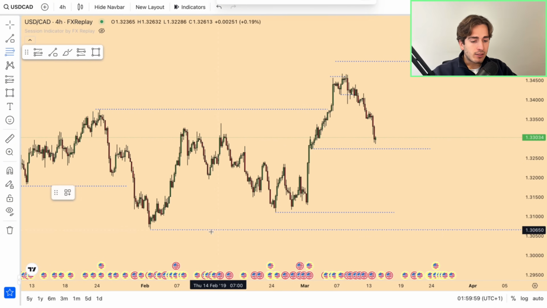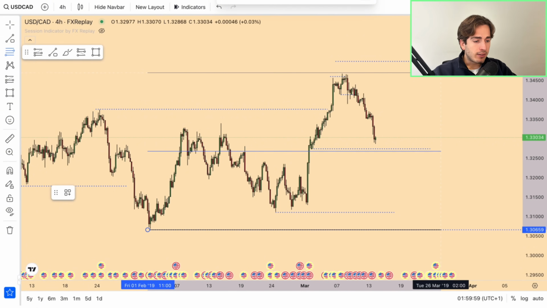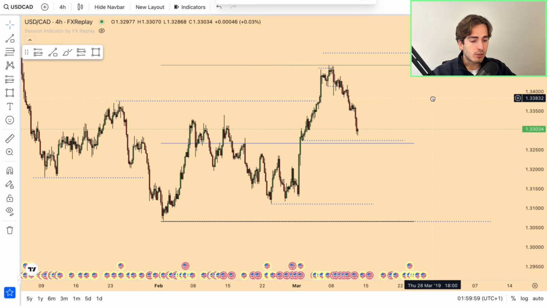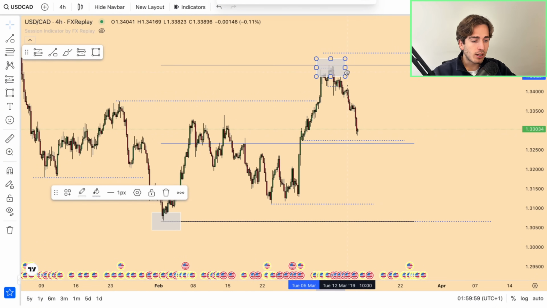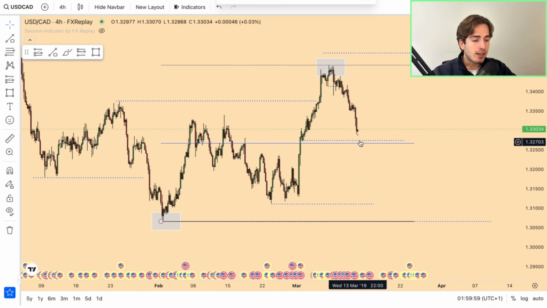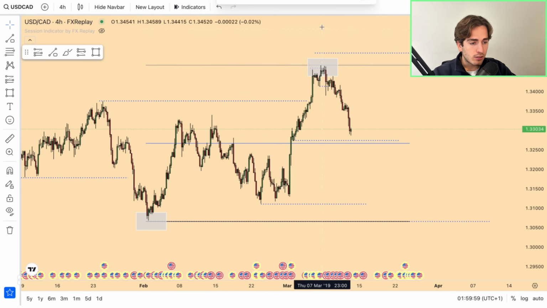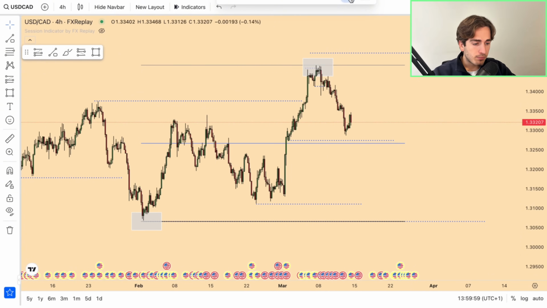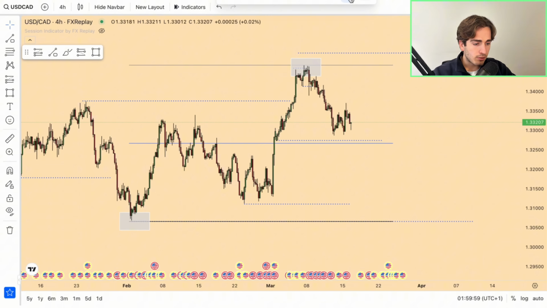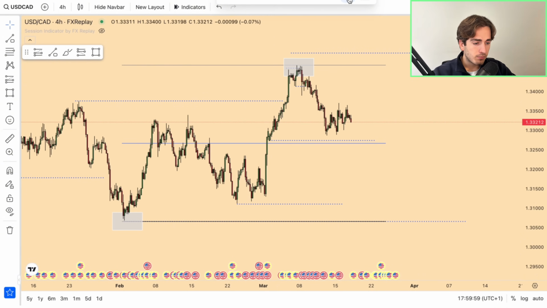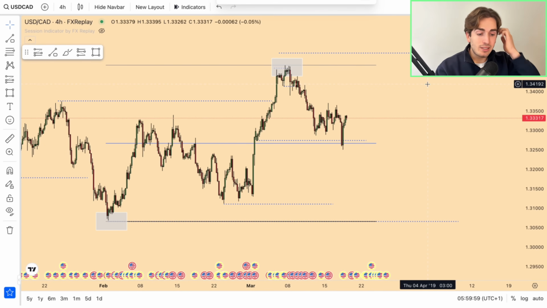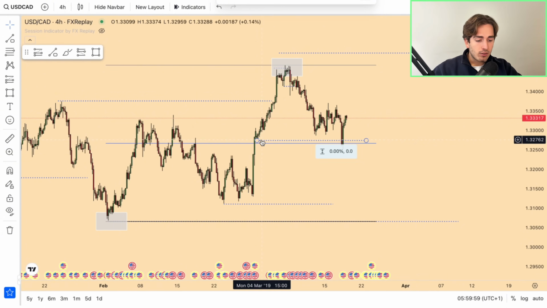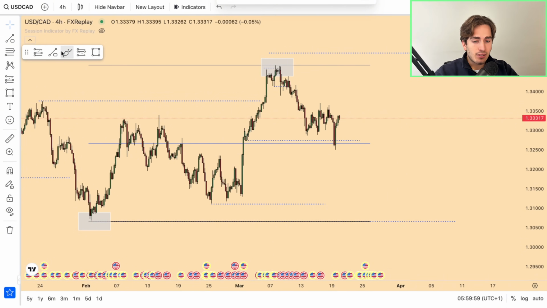Well, there you have the pullback. Now, what's happening here is that we're seeing the overall pullback happen, right? And this is actually very, very nice, because if I look at the overall swing structure from this low towards this high, the market is now retracing back down towards the 0.5 fib and towards liquidity. So let's wait for liquidity to get grabbed, or if it gets grabbed, let's see. Okay, so you see liquidity get grabbed.